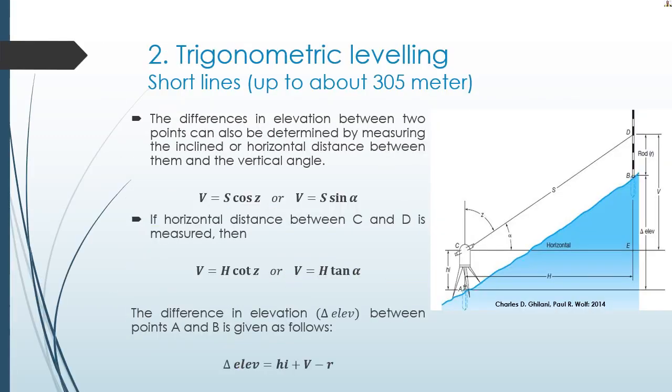Firstly, let's have a look at the trigonometric leveling method. It is used for short lines up to about 305 meters, just to avoid the large effect of the curvature of the Earth. From its name, this method uses the math formulas for a right triangle to determine the elevation.